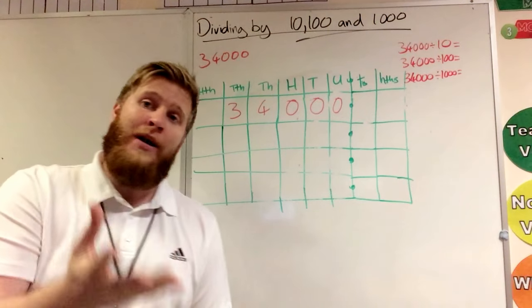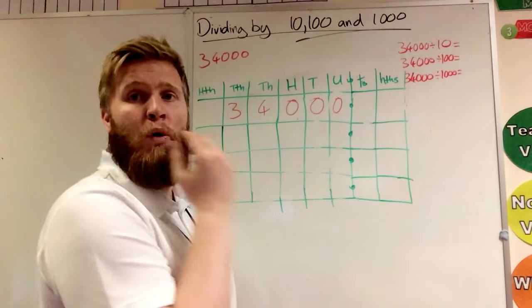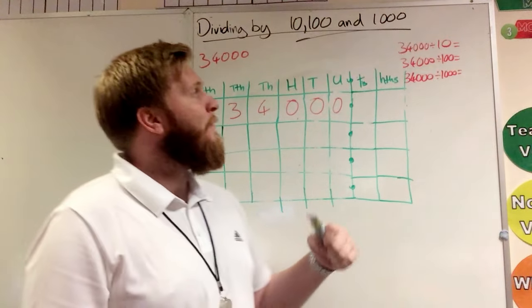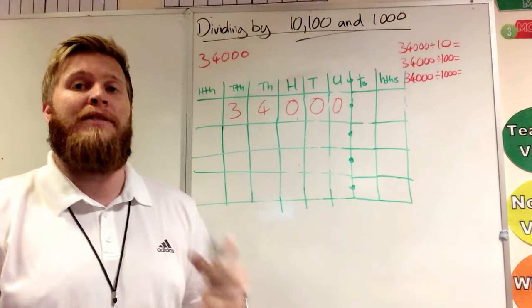I'm going to be telling you how to divide by 10, 100 and 1000. It's going to be quite similar to the times by 10 one, so let's get straight in there. We have three sums here: 34,000 divided by 10, divided by 100 and divided by 1000.